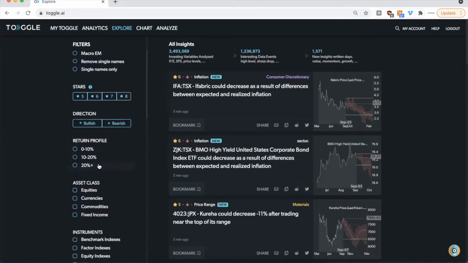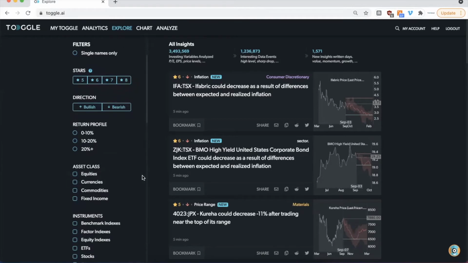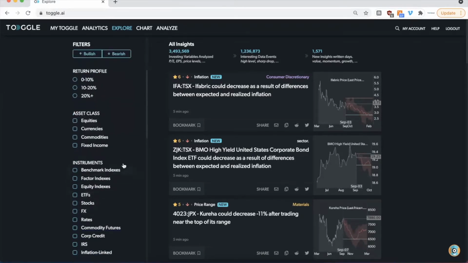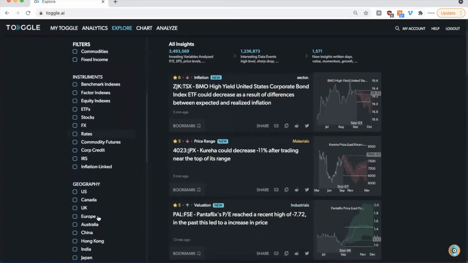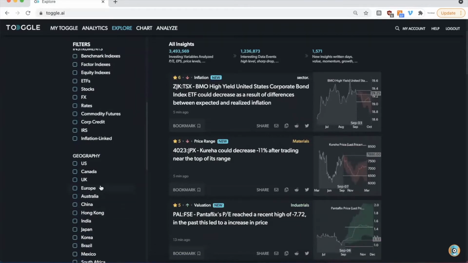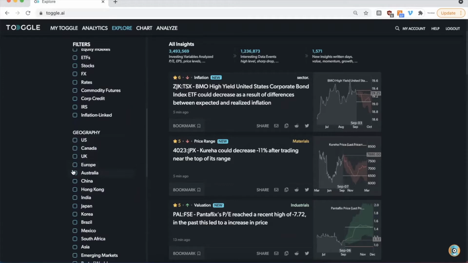Looking at return profile, are you looking at earning a specific return, a specific asset class, the instrument you're interested in investing in? And something really exciting that we've just recently added is we've expanded our geography filter. So rather than just looking at assets in a specific continent, we've expanded that now so you can specifically look at assets in a country itself.